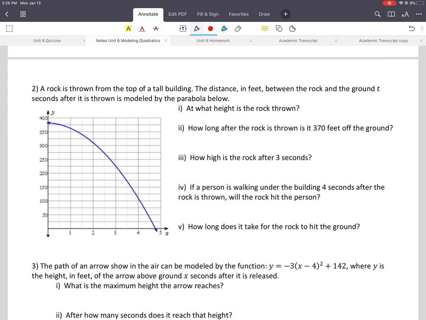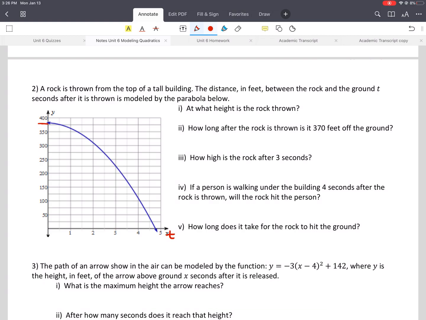Okay, so this is our building. That's the height of the building. The distance in feet between the rock and the ground, t seconds after it's thrown, is modeled by the parabola below. All right? So x is time. So it's like a little less than 5 seconds for it to hit the ground. So at what height is the rock thrown?